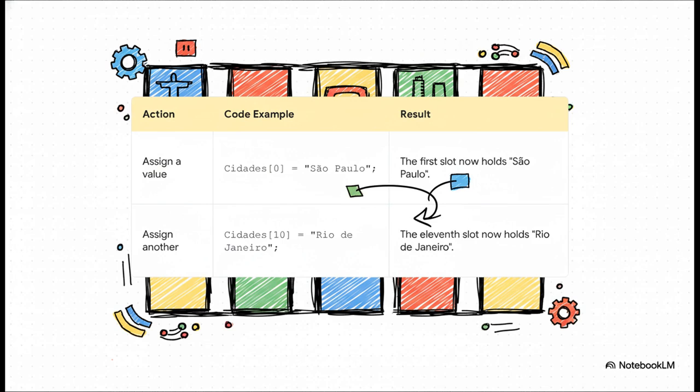So how do we use these indexes? It's super simple. To put a value into the array, you just use its name and then specify the index inside square brackets. So with our cidades array, if we say cidades[0], we're talking about that very first slot.